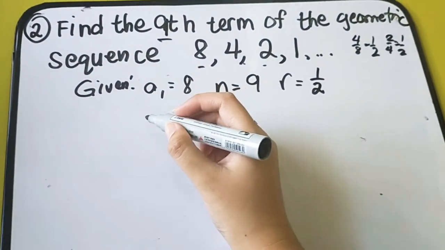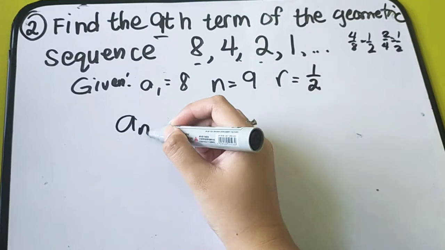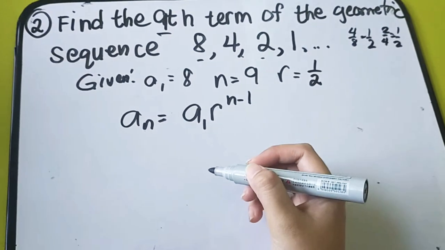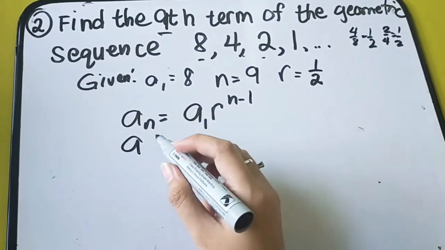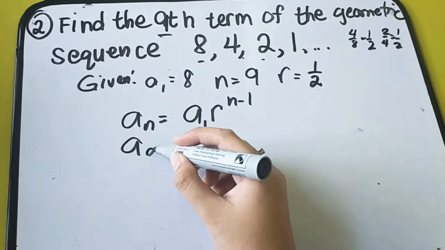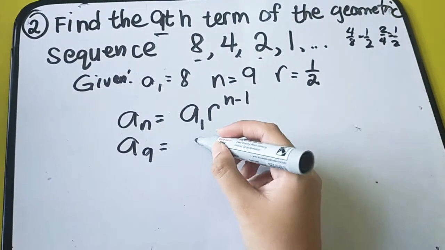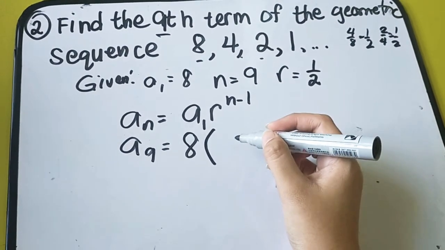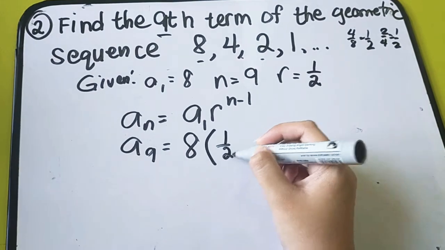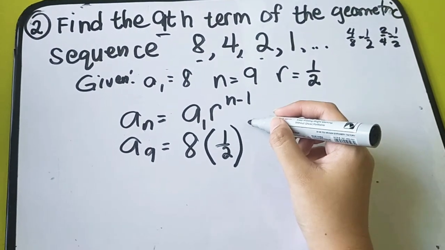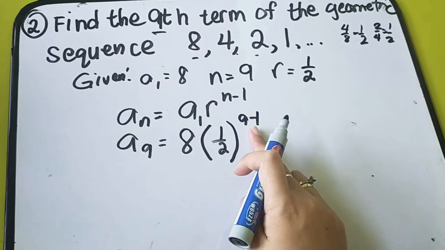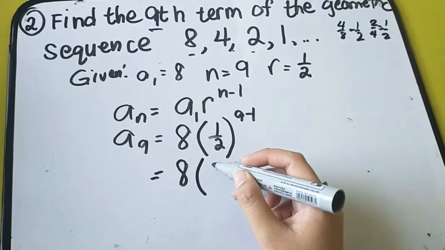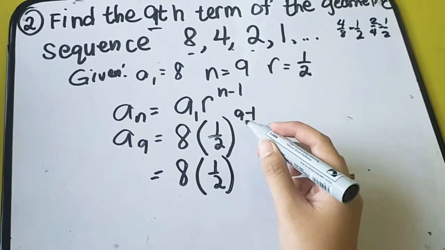Right? So, our formula: a sub n is equal to a sub 1 times r raised to n minus 1. Substitute. What is our n? Our n is 9. Next, our first term is 8. Multiply, open parentheses, r. What is our r? Our r is 1/2, raised to n, which is 9 minus 1. Simplify: a sub 9 equals 8 times 1/2 raised to 9 minus 1.